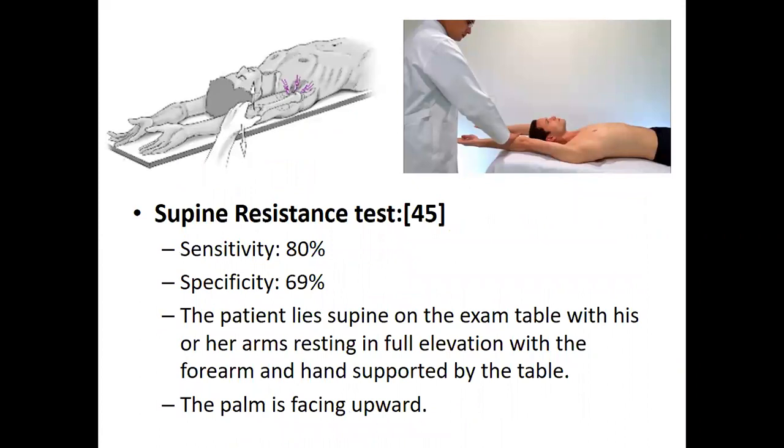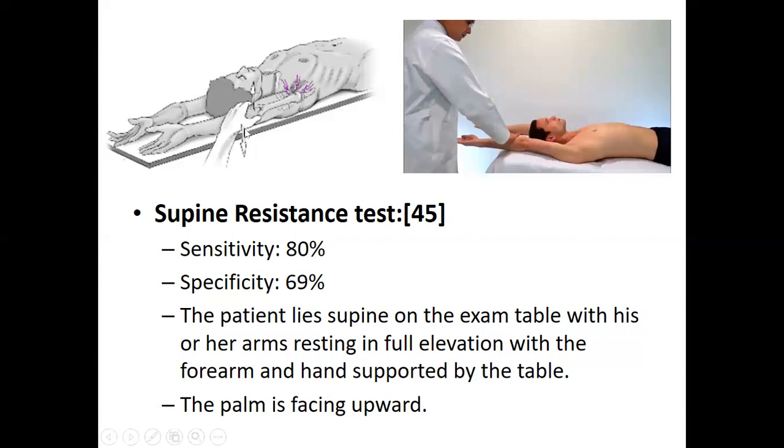The other test is the supine resistance test. Its sensitivity is a little better, specificity is lower, 69%. Sensitivity is reported as 80%. The patient lies supine on the examination table with his or her arm in full elevation, as we can see here in these two images. The arm will be supported by the table. The therapist places the hand distal to the elbow and will apply a downward force.